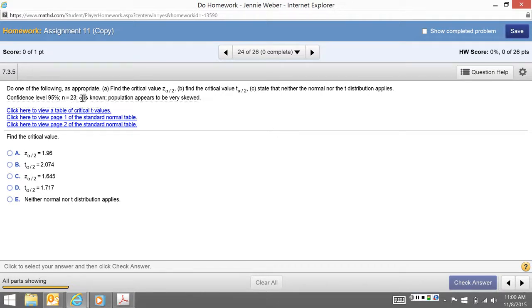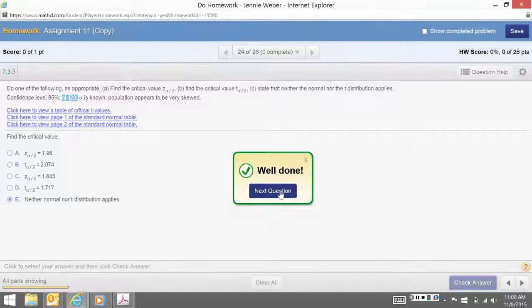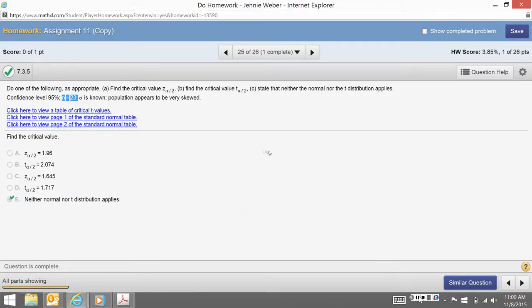How do we know this is population? Because it's a Greek letter. Whether we're talking mean, standard deviation, anything, if it's a Greek letter, it's the population. If it's an English letter, so an S or an X, then it is the sample statistic. So we know the population standard deviation, but the population appears to be very skewed, and you can see we have a small sample size. Therefore, neither is going to apply. If it's skewed, you've got a problem, and you need to deal with that.